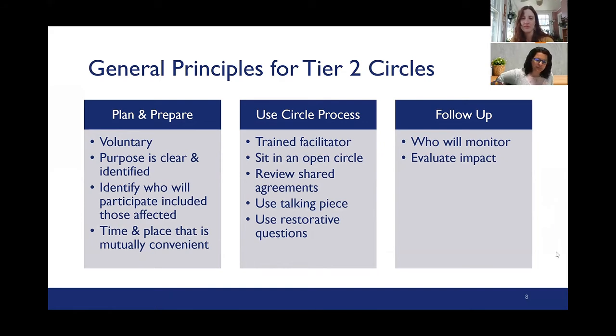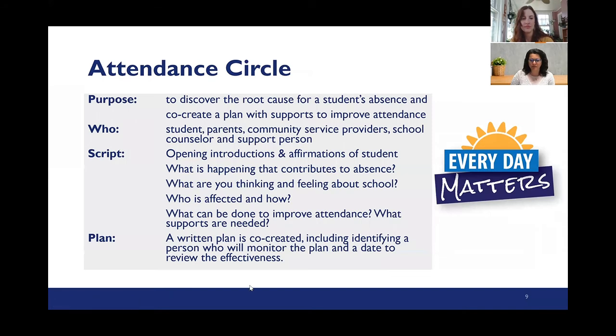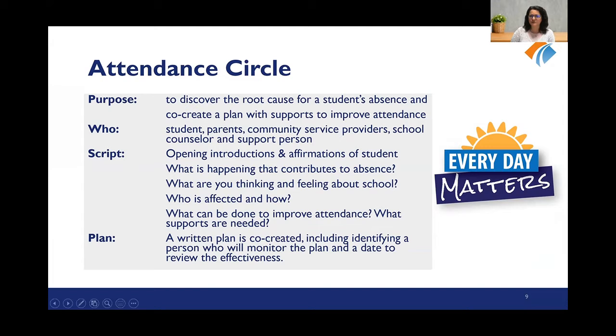So the first example we have is an attendance circle. The purpose is to get at the root cause of what's underlying the student's chronic absence, and to co-create a plan. That co-creation again reflects that concept of responding with the student in a collaborative way, and identifying supports that will help improve attendance.